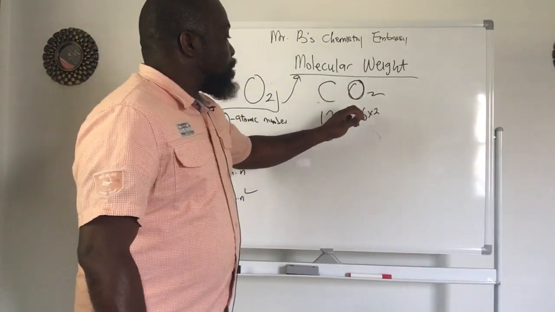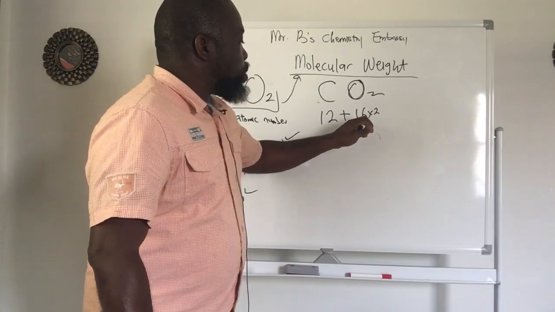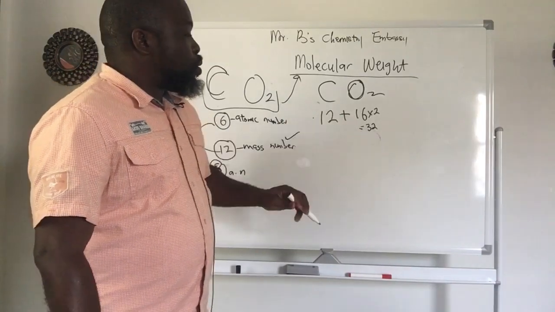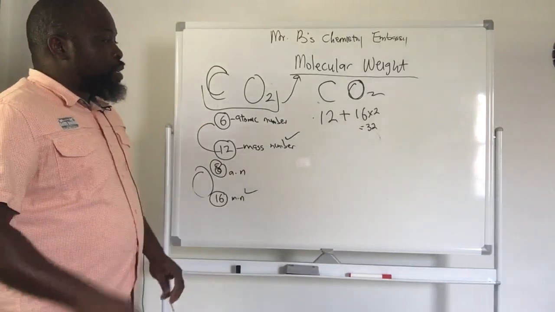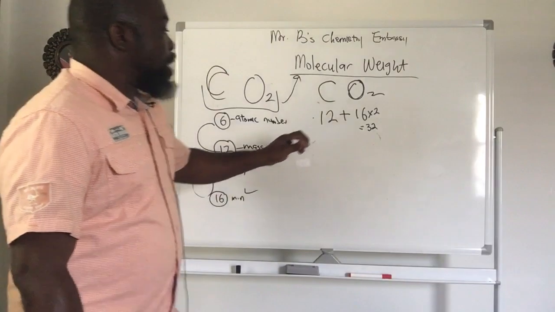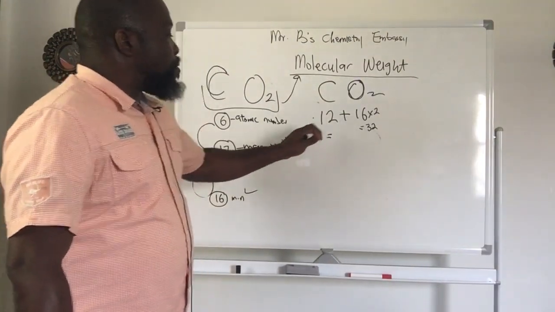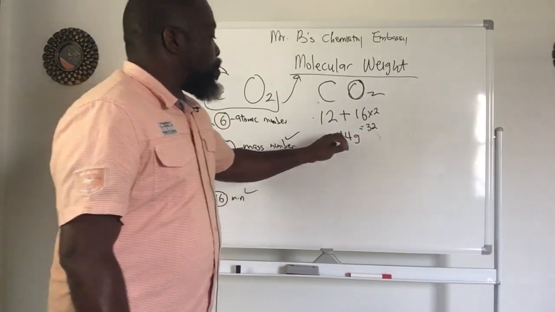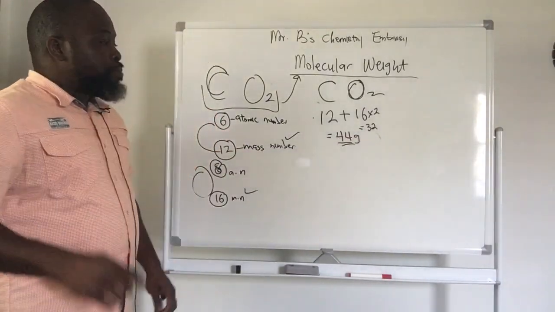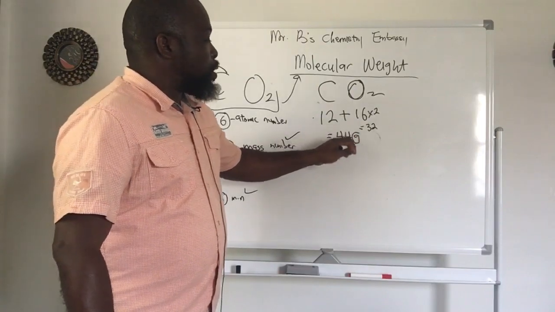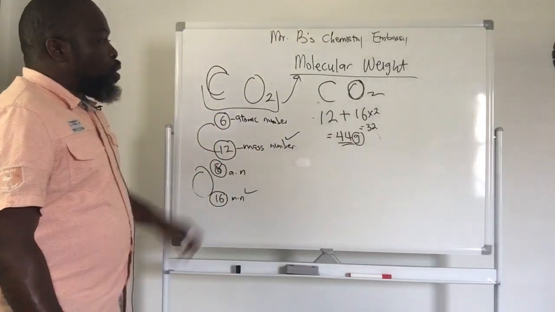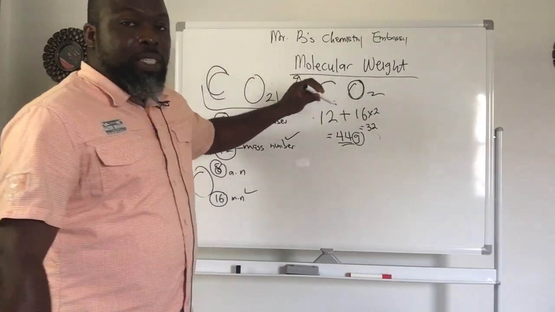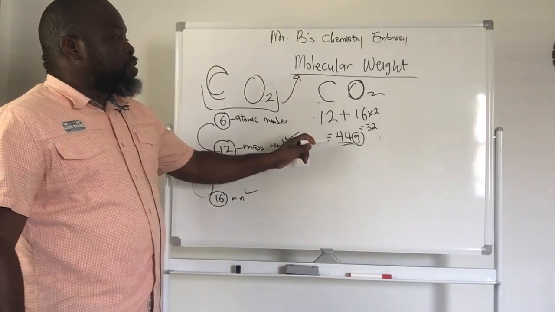And when we multiply 16 by 2, we have 32. Now we can add 12 plus 32. If anybody says 44 grams, that is correct. Always remember your units, grams. So the molecular weight of this carbon dioxide, CO2, is 44.